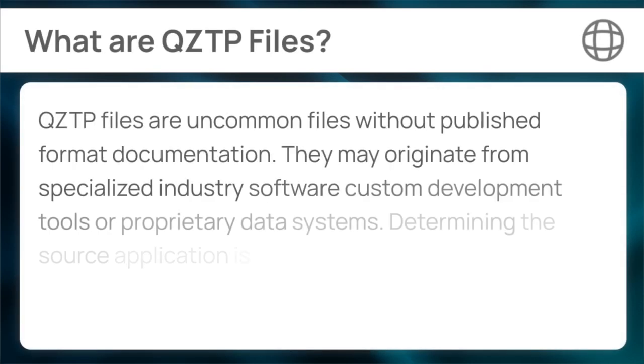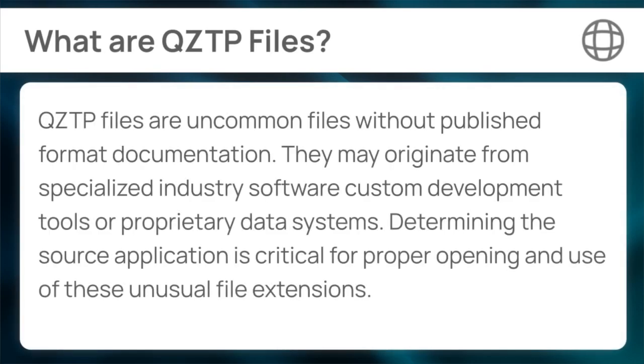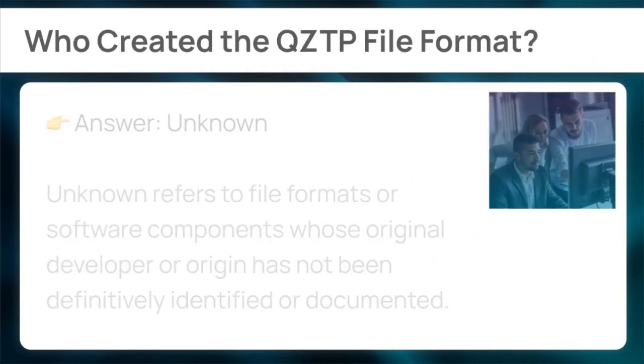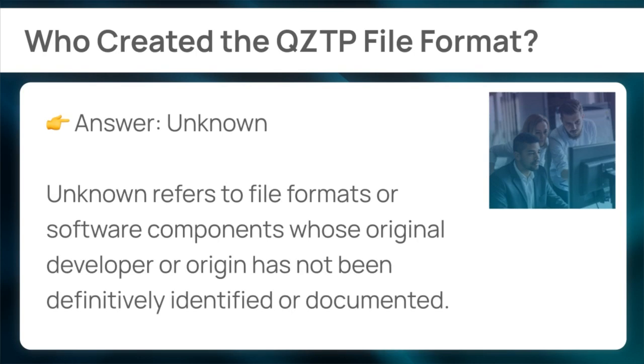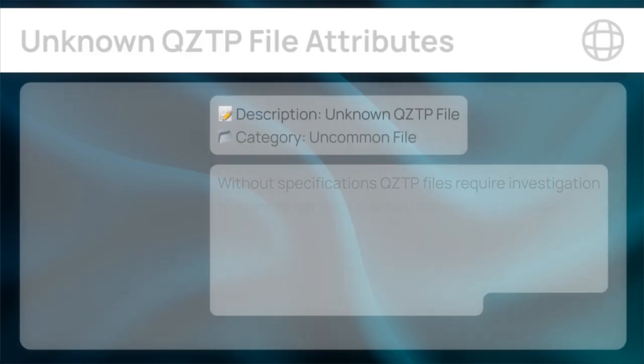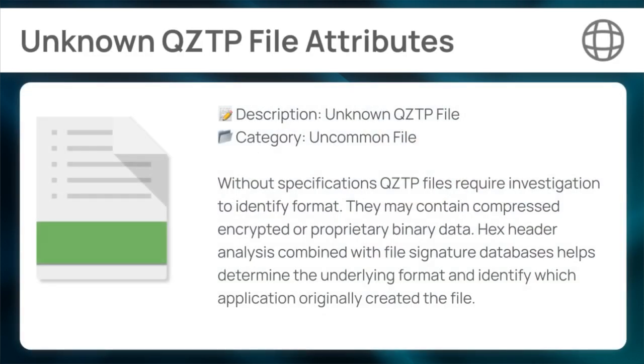QZTP files are uncommon files without published format documentation. They may originate from specialized industry software, custom development tools, or proprietary data systems. Determining the source application is critical for proper opening and use of these unusual file extensions. Without specifications, QZTP files require investigation to identify format. They may contain compressed, encrypted, or proprietary binary data.